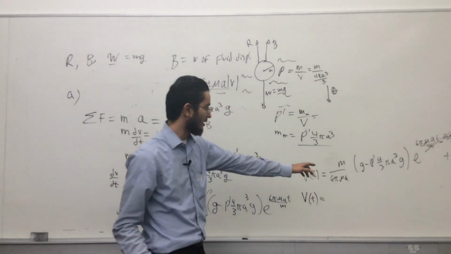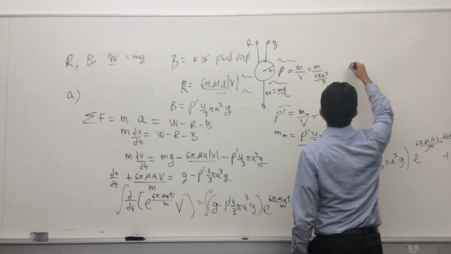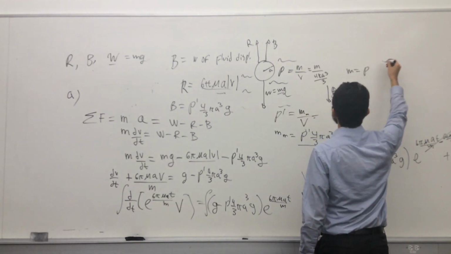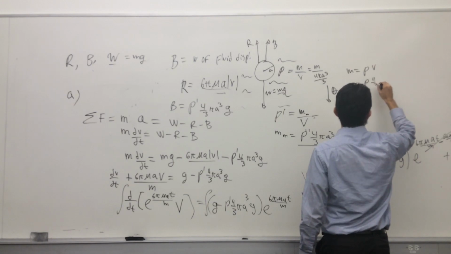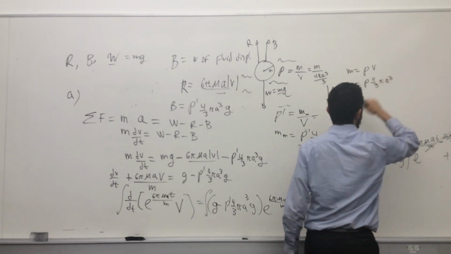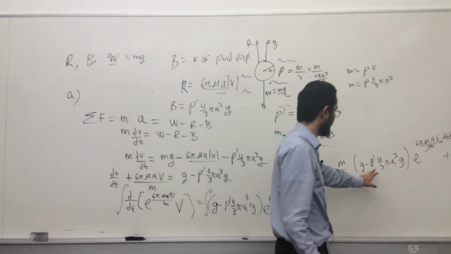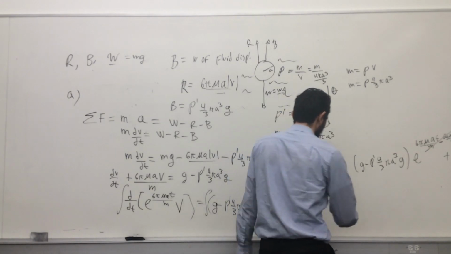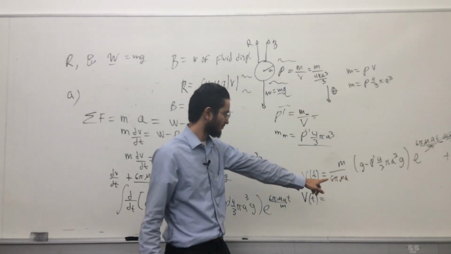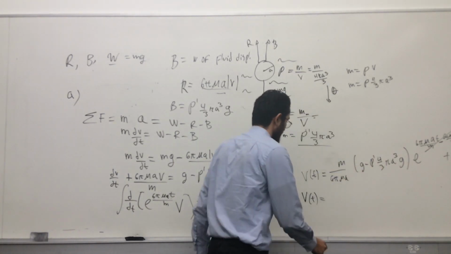Here we can already say that the mass of this object should be rho, the density, times the volume. So the mass of the object should be rho 4/3 pi a cubed. So I can actually substitute it in here, and we're going to cancel some things out. So let's see what happens. We can factor out a g over here, right? So we're going to have something like this.